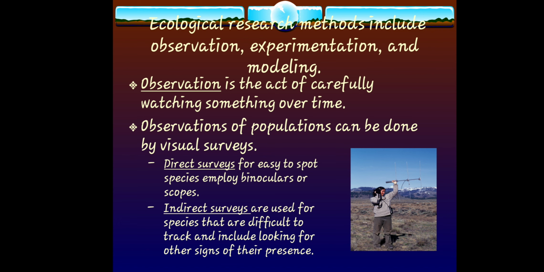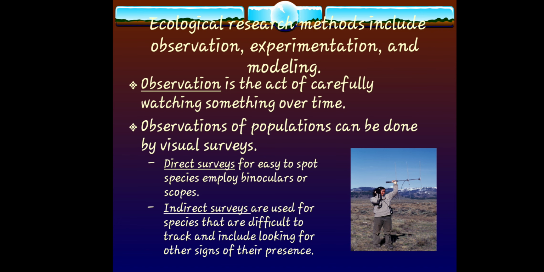So there are two surveys. We have direct surveys, where it is easy to spot species, and we employ binoculars or scopes. We also have indirect surveys, which are used for species that are difficult to track and include looking for other signs of their presence.